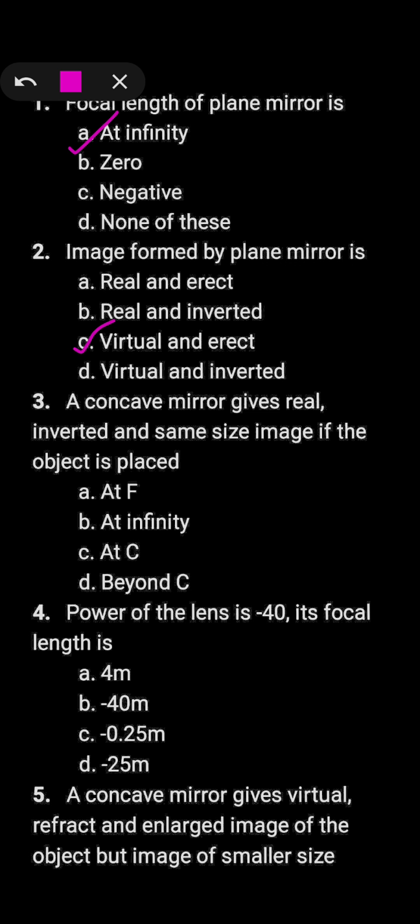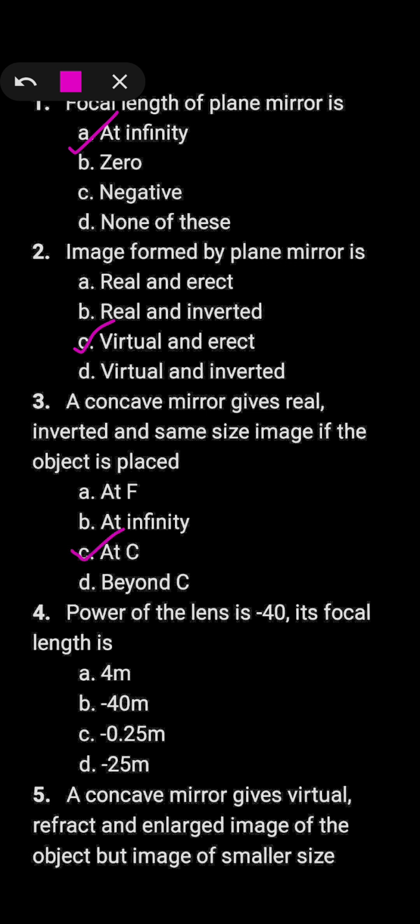What's the third one? A concave mirror gives a real, inverted and same size image if the object is placed at the center of curvature. If the object is placed at f, then the image will be formed at infinity. So if we talk about C, then we get an inverted image of the same size, so that it will be the center of curvature.